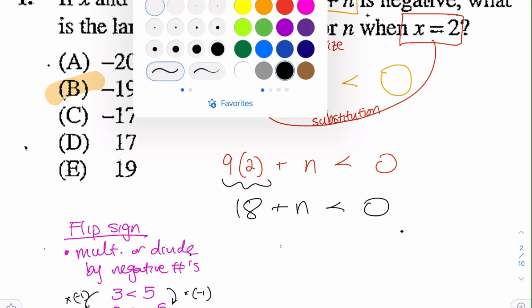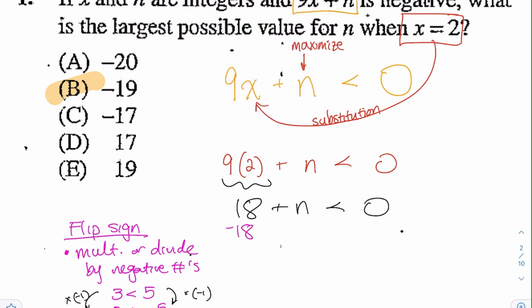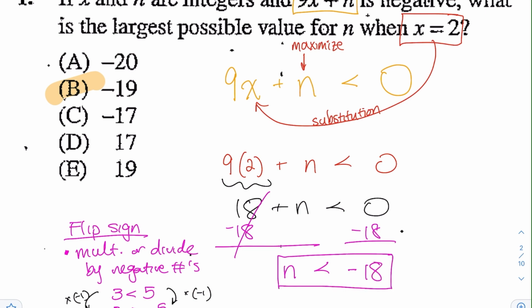Fortunately, though, we don't have to do that here. If you just subtract 18 from both sides, you don't have to flip the sign or anything. So you get n has to be less than negative 18. Remember, n has to be an integer, which means it's a whole number. And for the whole number that's smaller than negative 18, you just have to jump to the left on the number line. That means the largest possible value is going to be n equals negative 19, which is choice B.